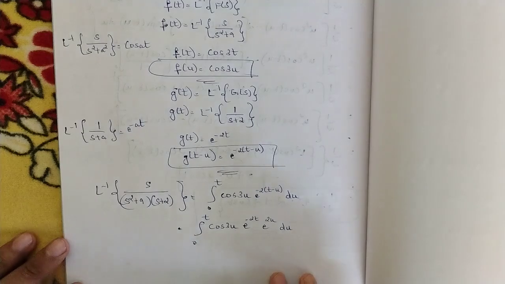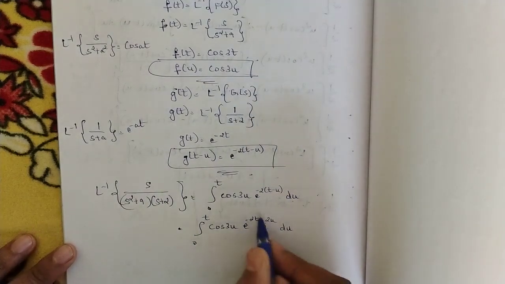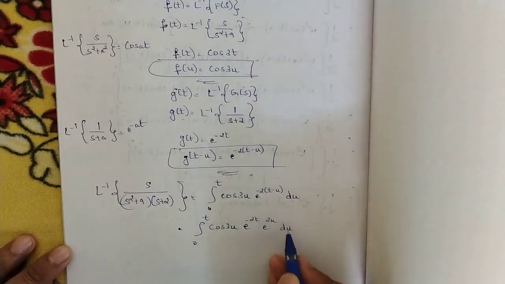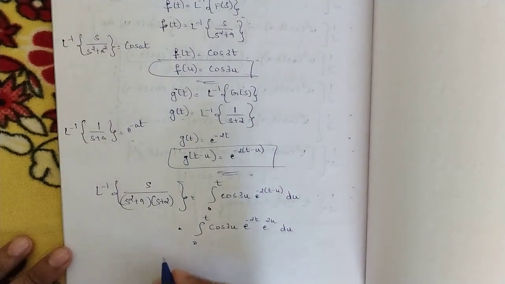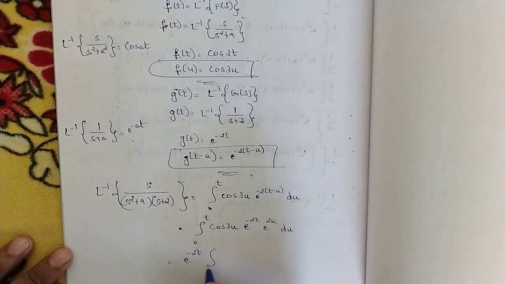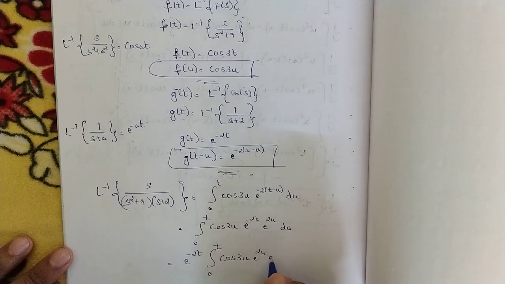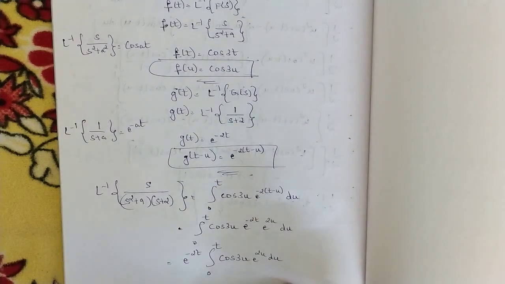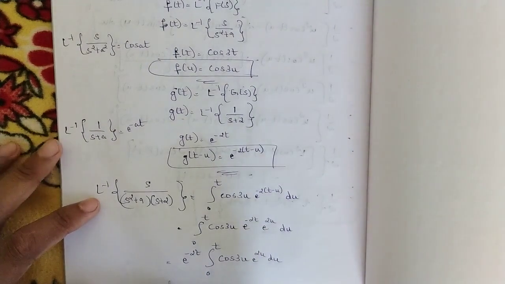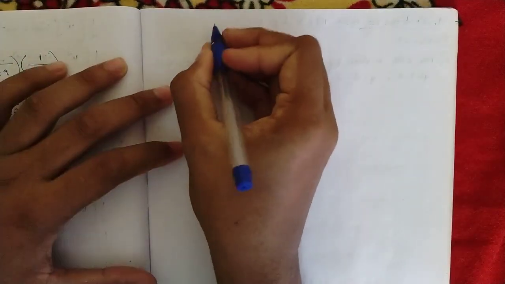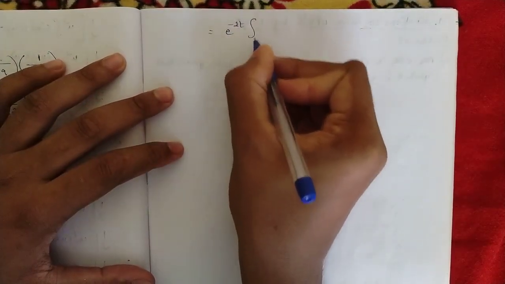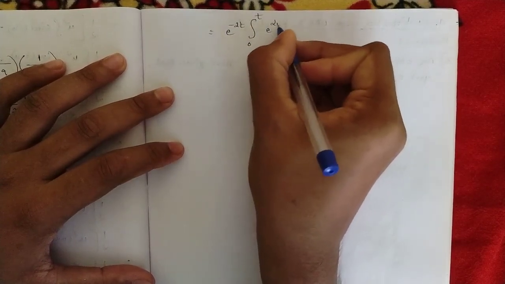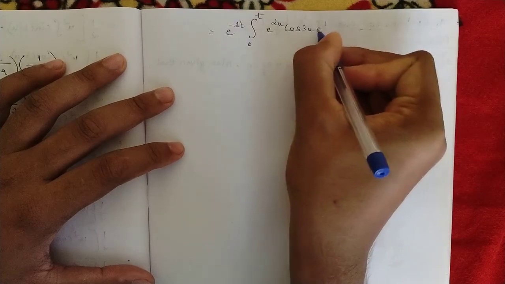Okay. So here if you observe carefully, e to the power minus 2t, you could be taking it as constant because we are doing this whole integration with respect to u, right? So here we are getting one t term. So what I am doing is e to the power minus 2t I have taken constant here, 0 to t cos 3u e to the power 2u du. Okay. So now this you could be rewriting it as e to the power minus 2t integration from 0 to t e to the power 2u cos 3u du.